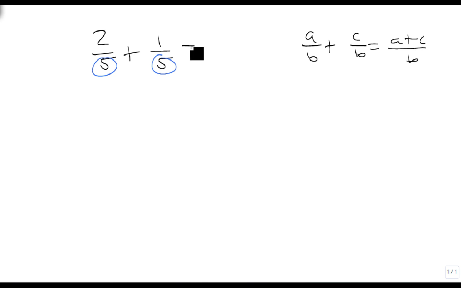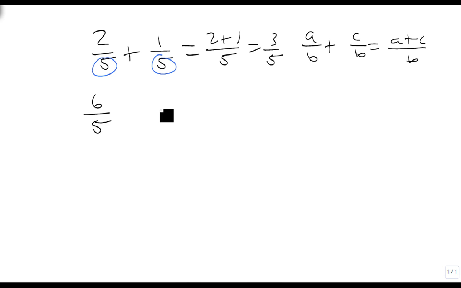3/5 plus 7/2 is 41/10. Now we could also be given 2/5 plus 1/5. Here, since our denominators are the same, this is A over B plus C over B, which becomes A plus C over B. So 2 plus 1 over 5, which is 3 over 5.